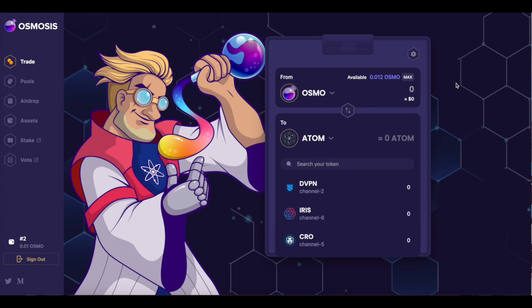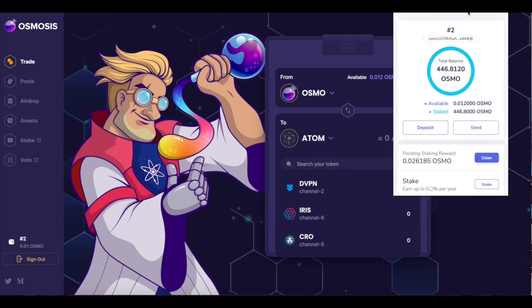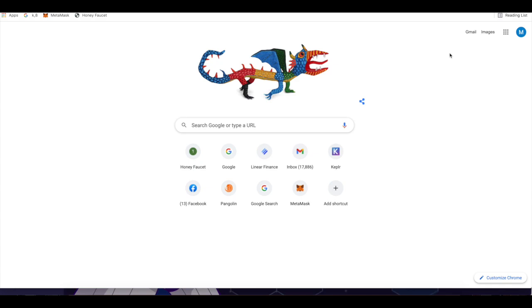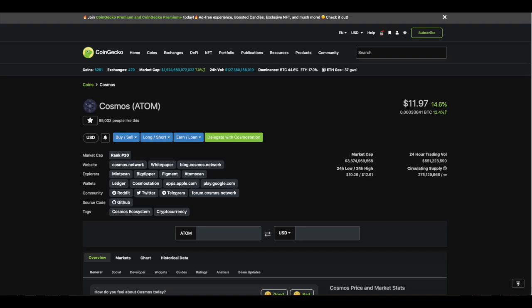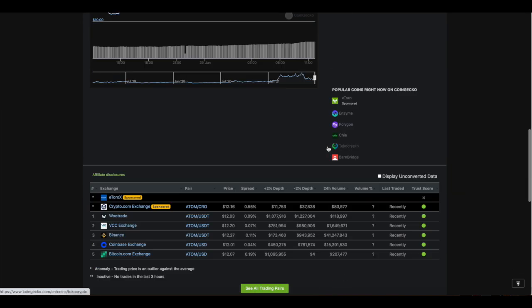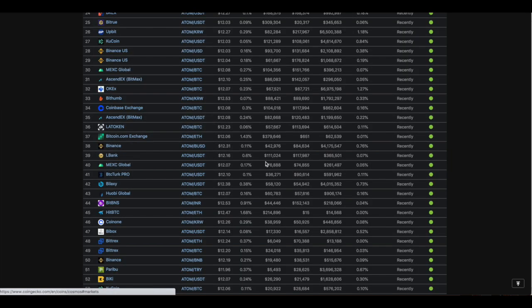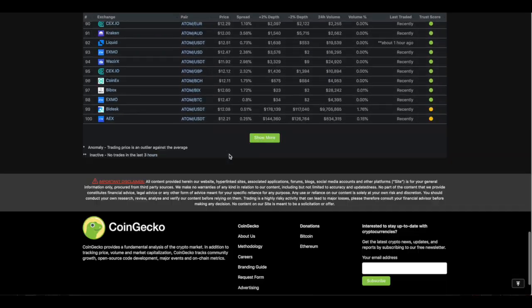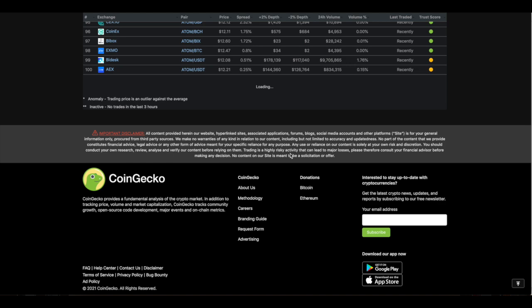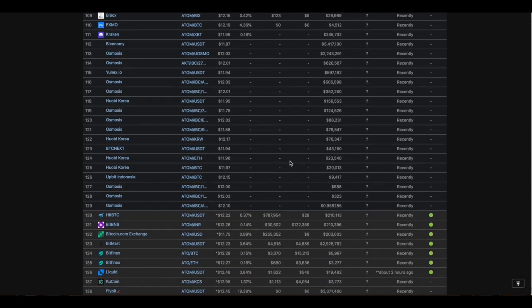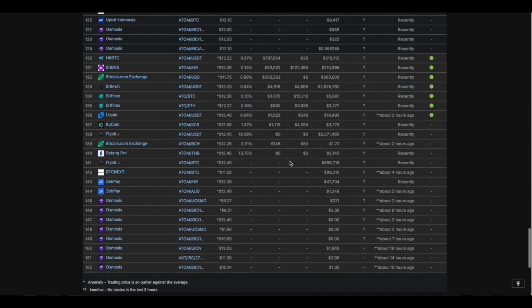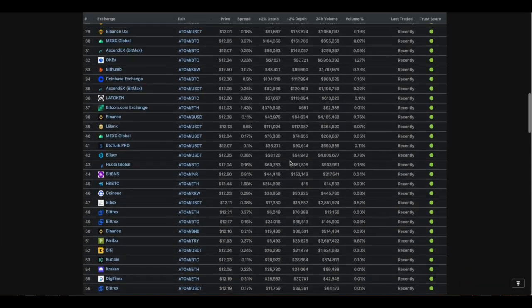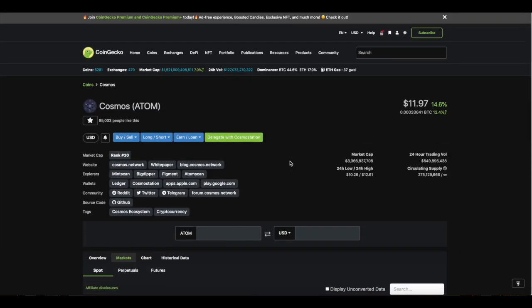So you go to your Keplr wallet, and this is where the fire sauce happens. First off, you can buy from Coinbase, you can go to Binance US, you can go to Binance if you're that type of person, or you can go to Crypto.com. There are so many chains. You can click show more to see all the different chains it's on.